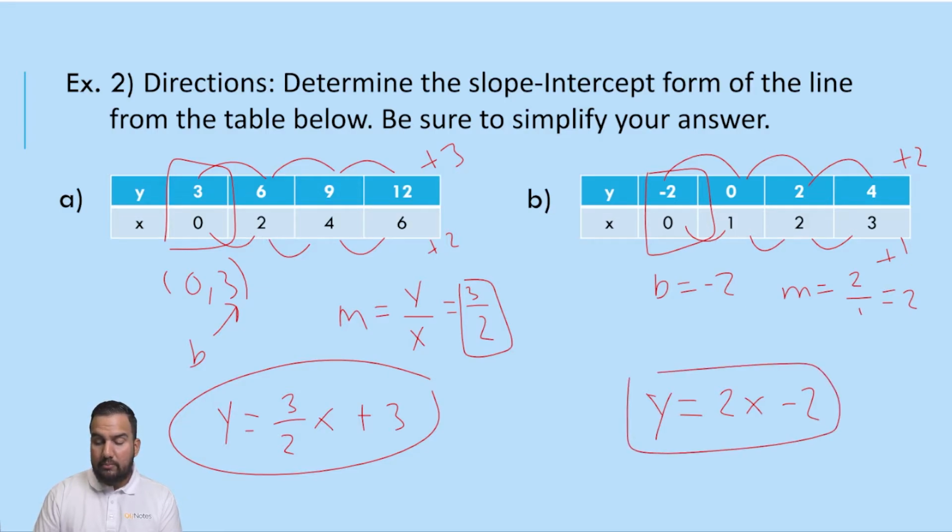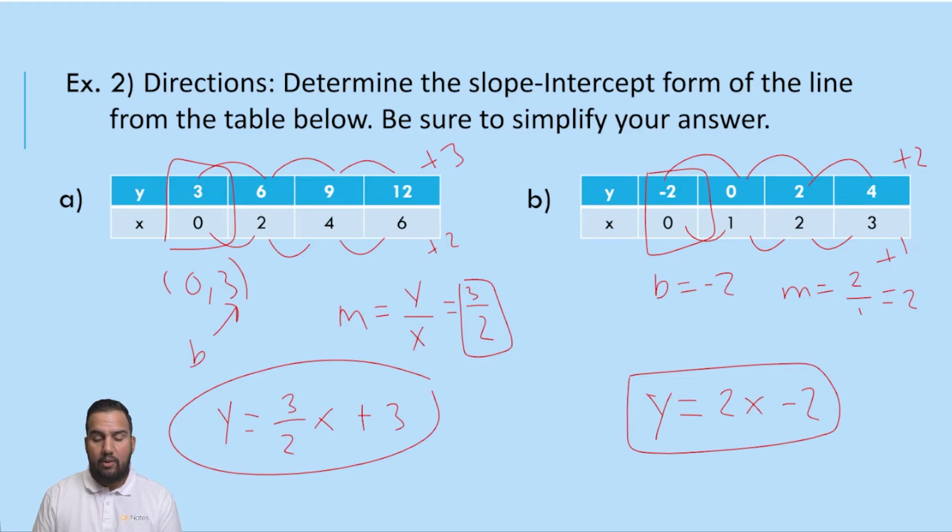Now remember, some of our students are going to want to get confused and put the b in the front. Here's the most important thing that you could probably ever learn about any type of standard equations as well as in slope-intercept form. Your y-intercept is always at the end. So if you ever get confused, the y-intercept is always at the end and the slope is always in front of the x.